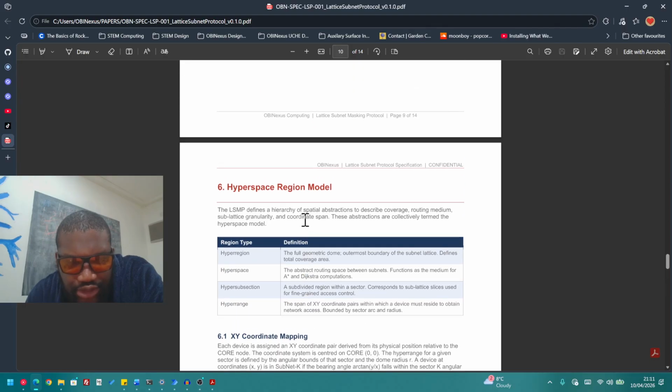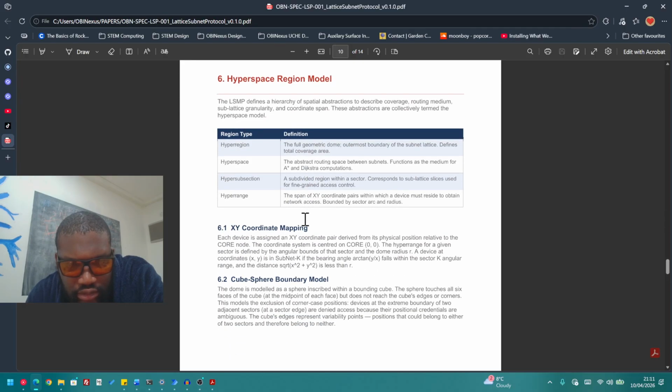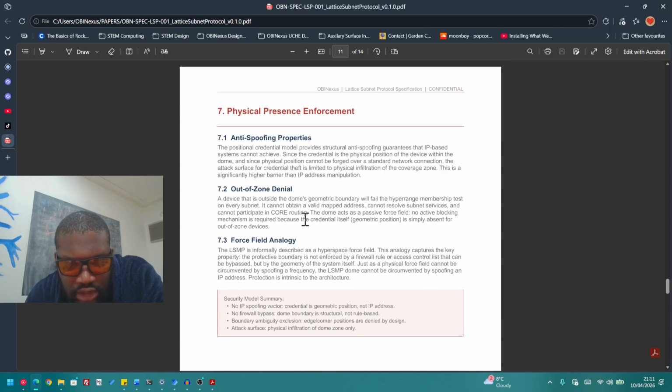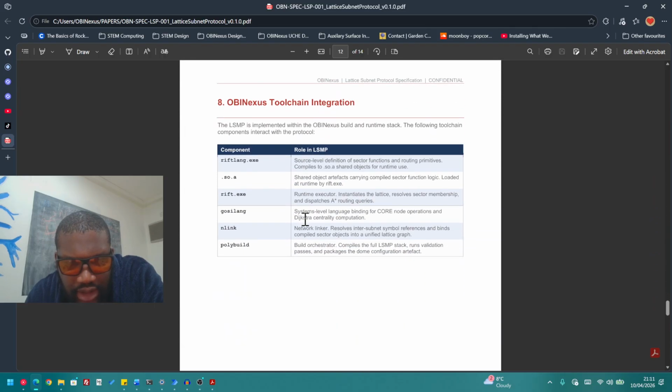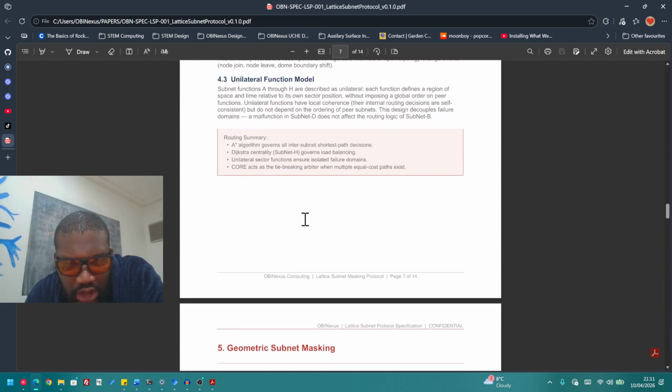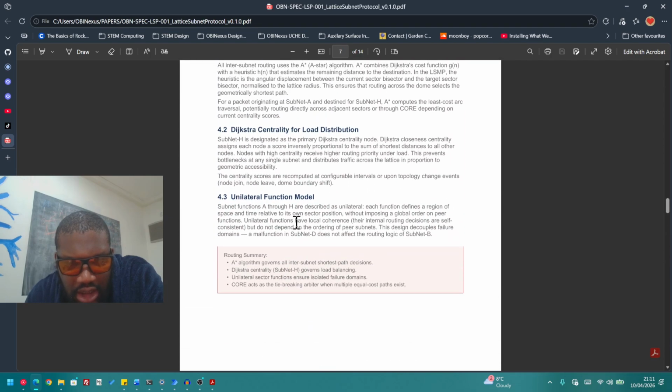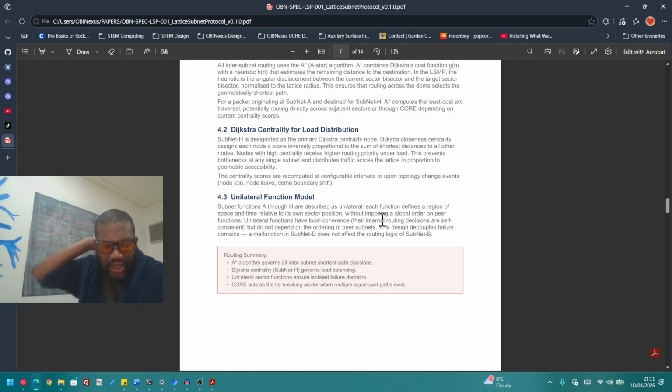Hyperspace regional modes. So this is what I'm saying. It's a system of ensuring that it works, but it's basically a unilateral functional mode of the system. Each function divides regions based on time, relative to one sector. Without it, you lose connection based on how it's flying, like the drone, or it's working because it's routed through that system. But this is my networking, because I'm a networker.